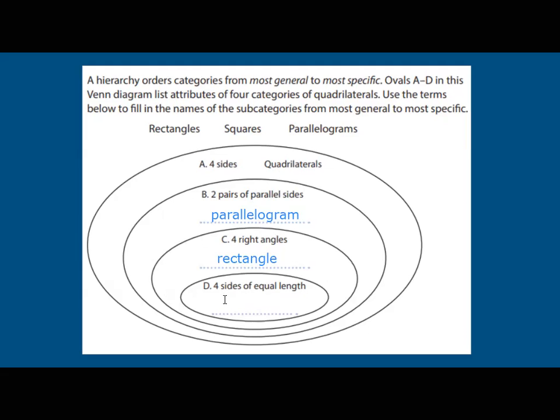So for D, 4 sides of equal length, we know that squares have 4 sides of equal length. So square is going to have to go in this last oval. Squares have 4 sides of equal length. They have 4 right angles. They have 2 pairs of parallel sides, and they have 4 sides. So squares have all of these attributes. That's why I said it's the most specific. So we would go quadrilaterals, parallelogram, rectangle, and squares. Easy as ABC.